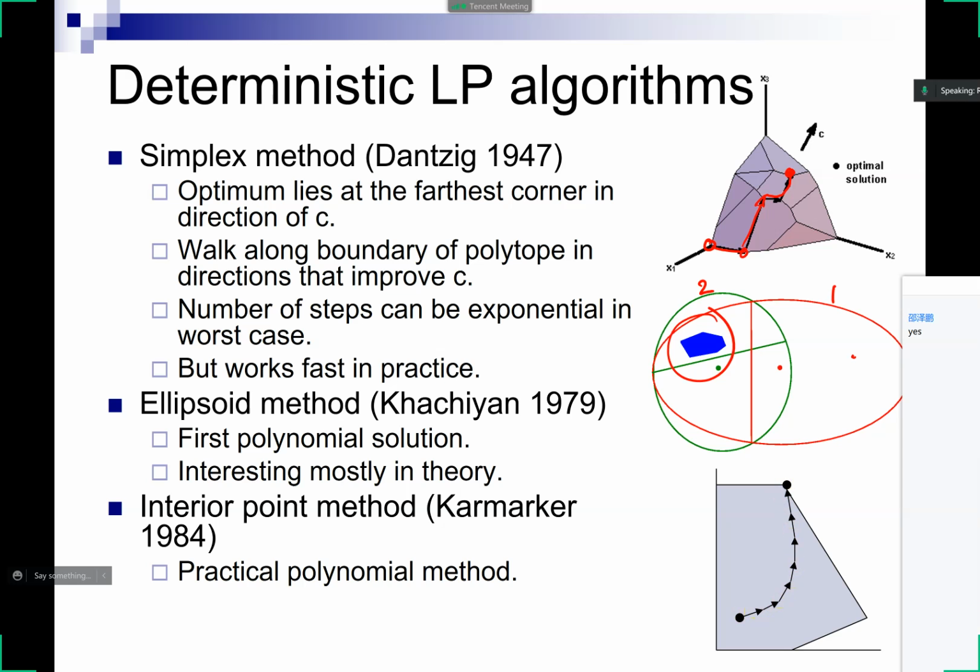I'm not going to have time to talk about these in more detail, but you can look online for reasonably understandable explanations of both the ellipsoid algorithm and the interior point methods. Interior point methods are actually used a lot, not just for LP, but also for other types of optimization problems.